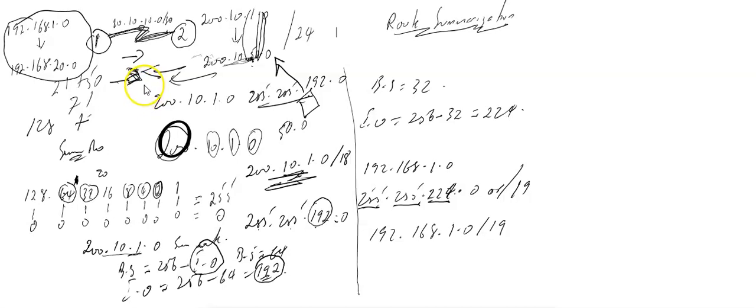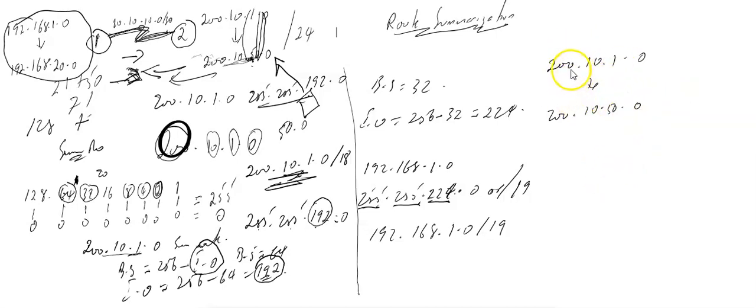Now let me quickly take you through another method of solving this. You are still going to get the same results anyway, but by a different method. Let me go back to this. Another way is this. You see, when you have this 200.10.1.0 through 200.10.15.0. Now what you're going to do is this.